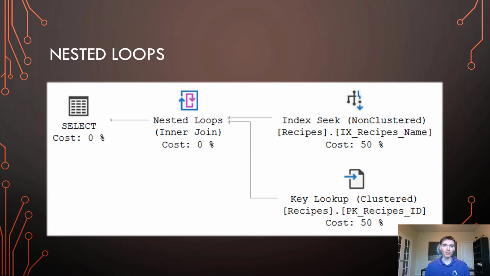And similarly, you'll see key lookups with nested loops. Now, a key lookup is a seek. Specifically, it's a seek on the clustered index of a table where the outer table is a non-clustered index on that same table.